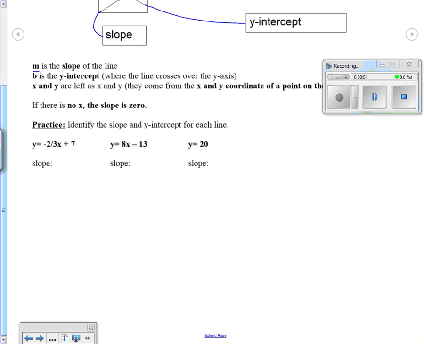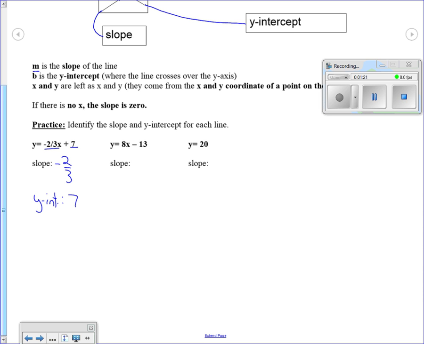So let's just look at a few problems. If we look at this first one, if we want to identify the slope, we're going to look at the number that's in front of the x. That is our m. And then we're going to look at what's being added or subtracted to x, and that is our y-intercept. So in this case, our slope is negative 2/3, and our y-intercept is 7.